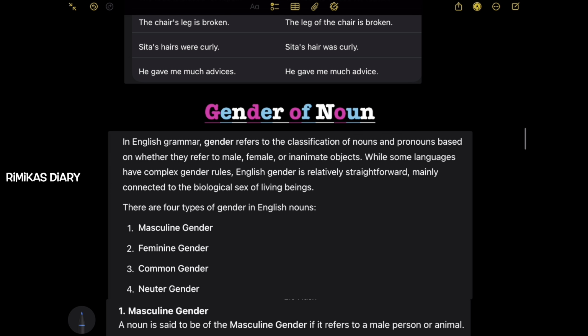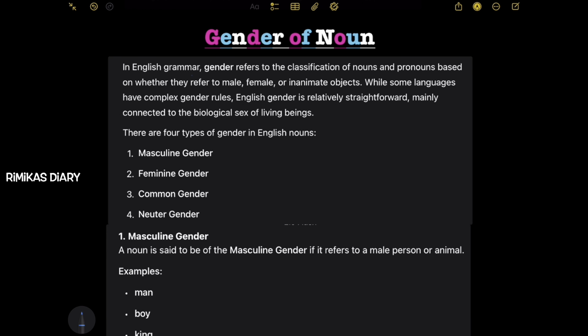Next, we're going to be seeing the gender of nouns. In English grammar, gender refers to the classification of nouns and pronouns based on whether they refer to male, female, or inanimate objects. While some languages have complex gender rules, English gender is relatively straightforward, mainly connected to the biological sex of living beings. There are 4 types of gender in English nouns: masculine gender, feminine gender, common gender, and neuter gender.